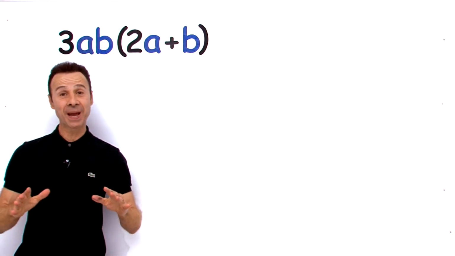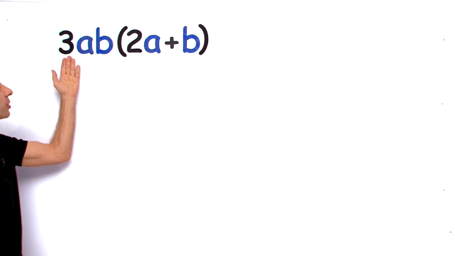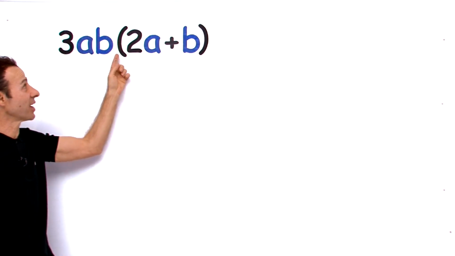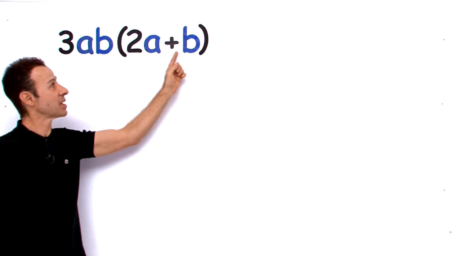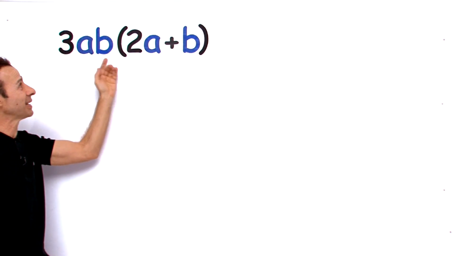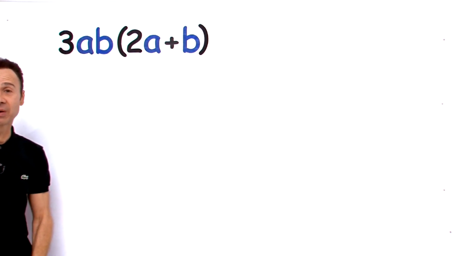Okay, let's expand and distribute this particular algebraic expression. What we have is 3ab multiplied by, you don't see the multiplication, but it's there, brackets 2a plus b close brackets. So anytime you have something like 3ab next to a parenthesis like that, it means multiply. So how are we going to distribute this?